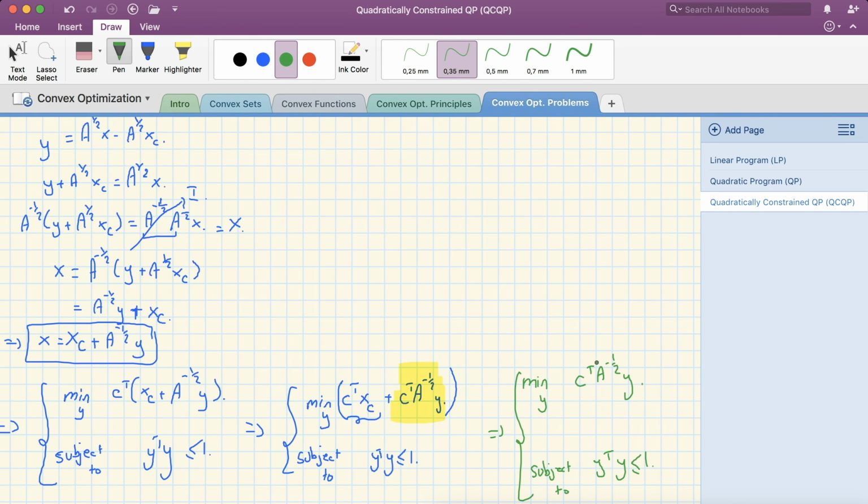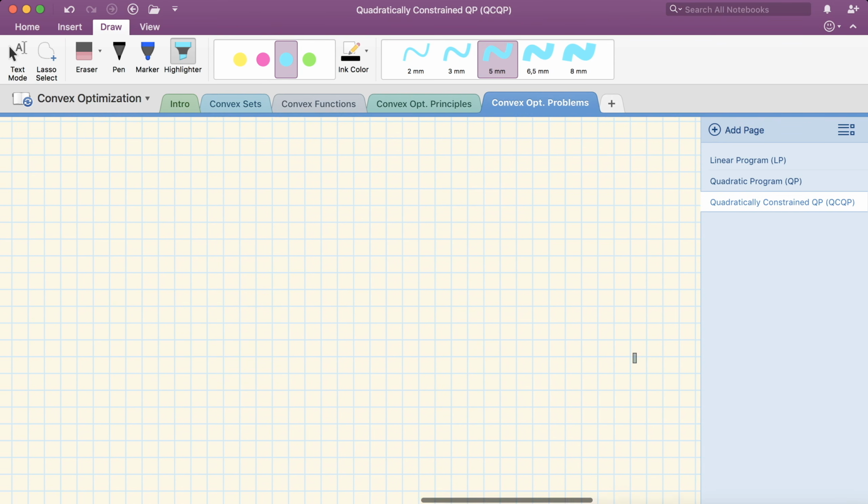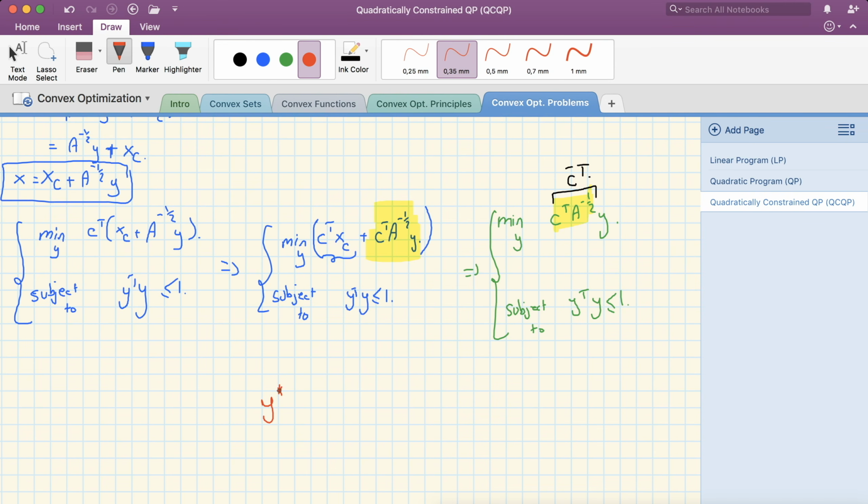Now, in a very similar manner as before, you can choose this guy to be c bar, right? So that you have the same exact problem. But of course, in a different x domain, because x is now this. So once you get a y star, you get this x. So what is your y star right here? It is the same exact one as here. Namely, it is this one, because you're solving the same problem in y. So we're going to copy this one in P2, our new problem. So my y star is minus 1 over square root c transpose A minus 1 c times A minus half times c, right?